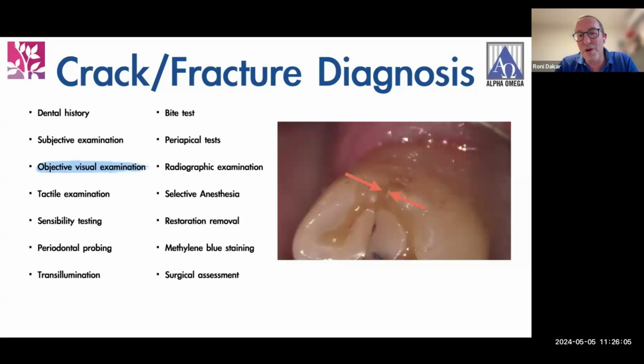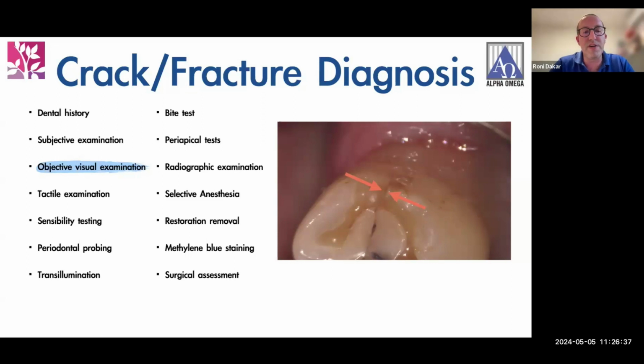So here is a list of all of the tests that are done for patients who come for an examination, and of course the patient's complaint and history and regular subjective examination. But here there is a special emphasis on the visual examination. A crack in the tooth will usually be in the mesiodistal direction, as I mentioned. Sometimes if there is a restoration that is not cracked, we will see the continuity of the crack on the marginal ridge.